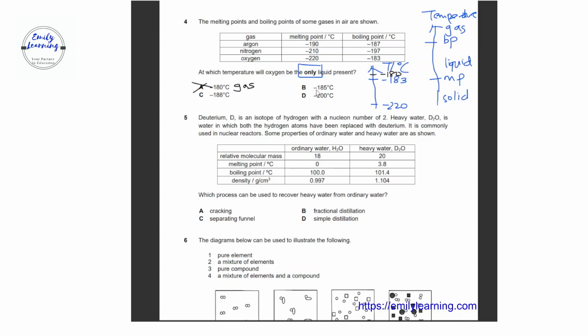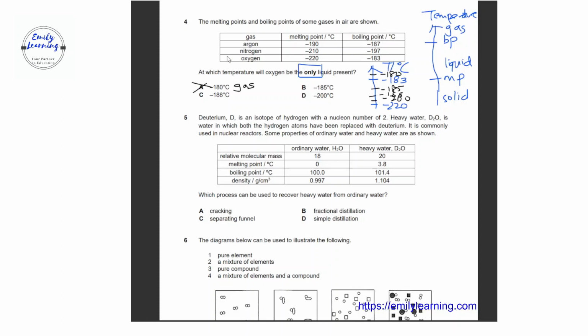Then if you were to check minus 185, so minus 185 is here, minus 188, and minus 200, they are all in between the melting and boiling point of oxygen. So therefore, oxygen will be a liquid at these three other temperatures.